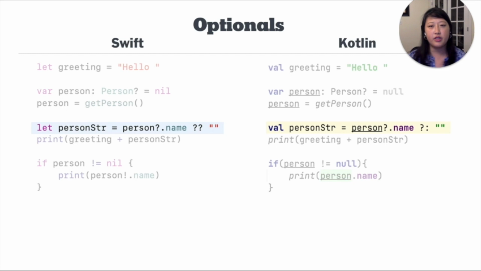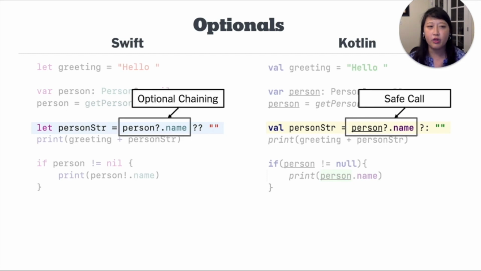Now, say we wanted to use an optional's field or call a function on it, we can use the question mark dot syntax in both languages. This is known as optional chaining in Swift and a safe call in Kotlin. Basically, this allows us to only call that field or call that function if the person variable is not null.